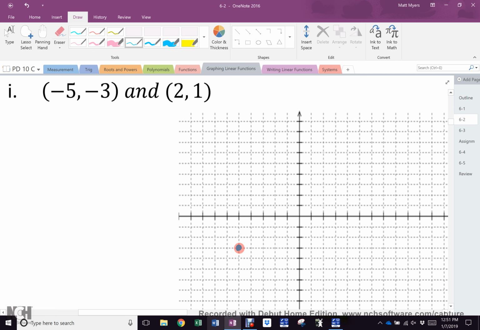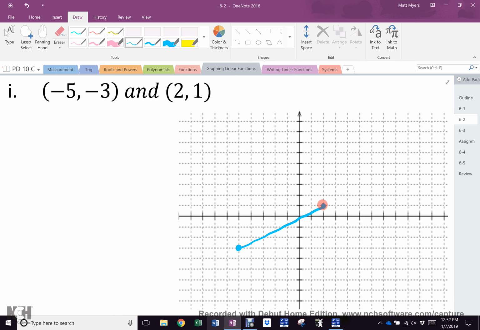Everyone agree that that's negative 5, negative 3? Yeah. And where would 2, 1 be? 2 to the right and 1 up. There's my line. Now, since I am on a graph, can I count? Yeah. It's so easy, isn't it? How do I get that slope?